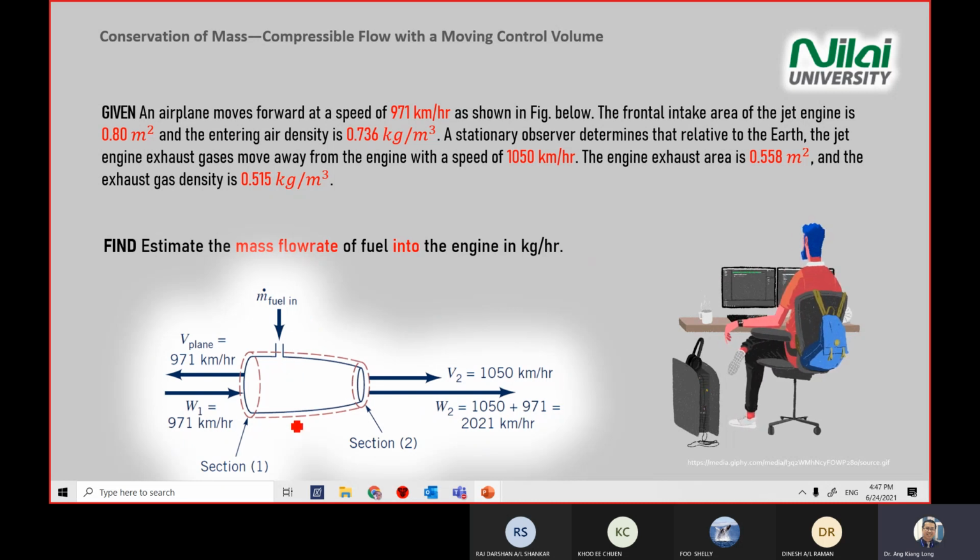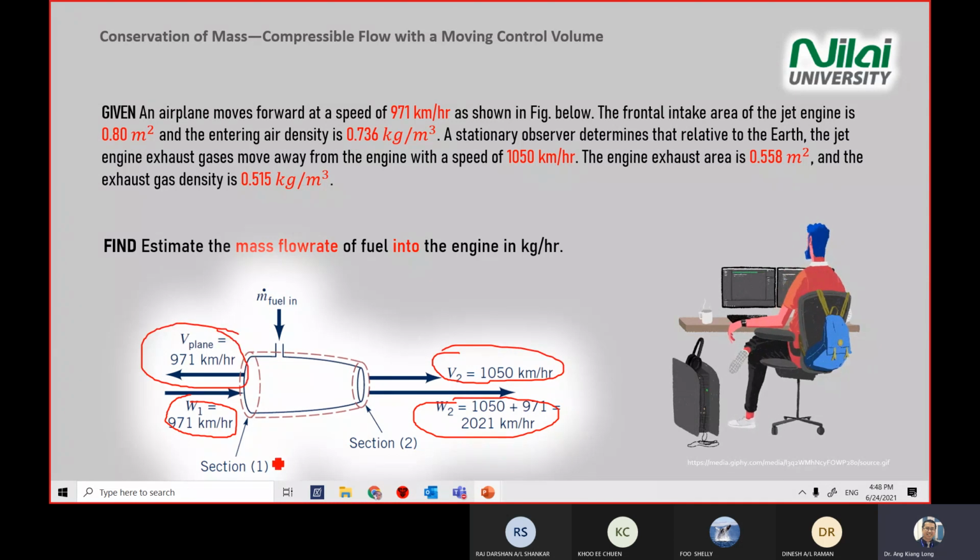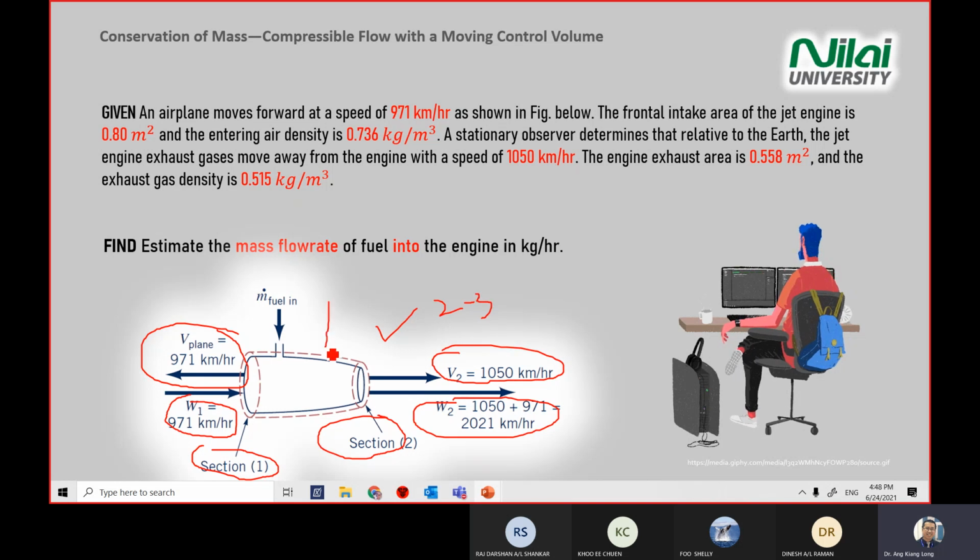Normally the question will give you the solid line diagram. Then you need to draw the red or maroon colored control volume. Then you add in the W. Normally it won't be drawn for you, right? The velocity also won't be given, so you need to add in the arrows yourself in the diagram. Label section 1 as inlet and section 2 as outlet, then you get some marks, maybe 2 to 3 marks for your diagram. For sure, when you draw the control volume, you get 1 mark for your control volume.